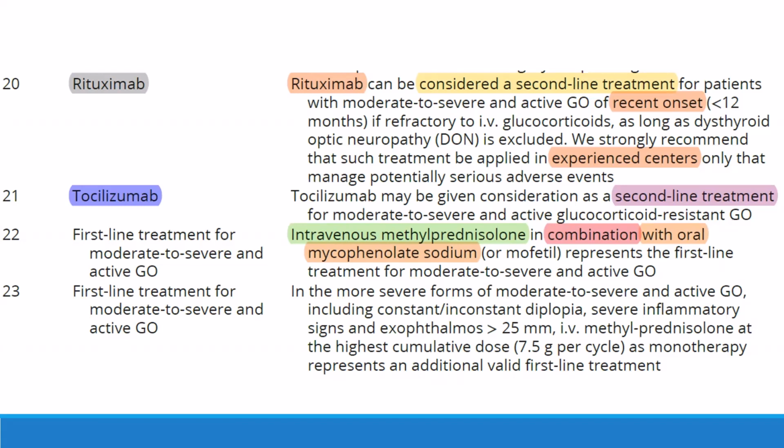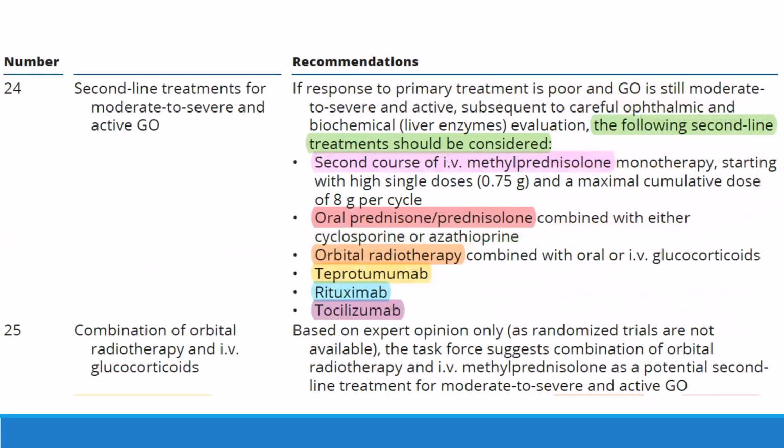So, the first-line treatment for moderate to severe and active Graves' orbitopathy is intravenous methylprednisolone in combination with oral mycophenolate sodium. And of course, the second-line treatment for moderate to severe active Graves' orbitopathy is a second course of intravenous methylprednisolone or oral prednisolone in combination with cyclosporine or azathioprine, or orbital radiotherapy, or teprotumumab, or rituximab, or tocilizumab. These are all second-line options.